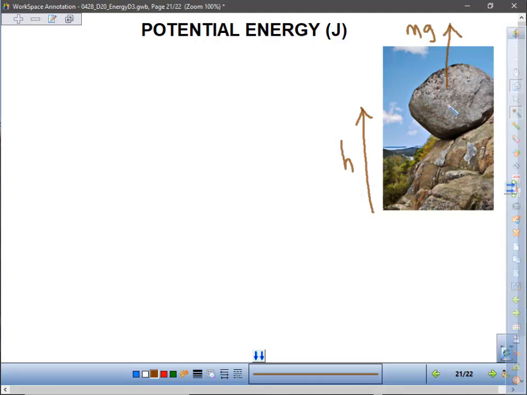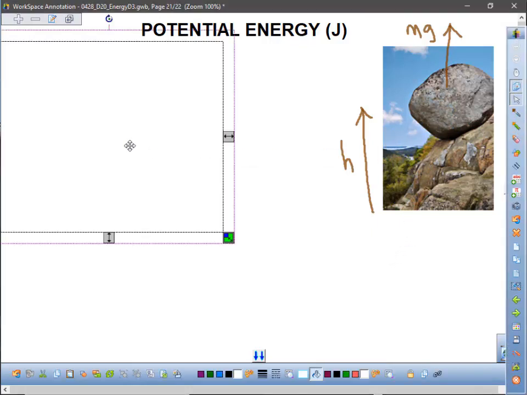And that's got a lot of potential energy, right? Because it's probably a lot of mass and pretty high up, and you just give it a little push and it'll fall and do work when it hits the ground. So that's potential energy, gravitational potential energy. But there's other types of potential energy that I just want to mention here.